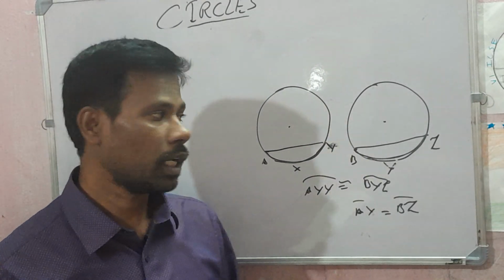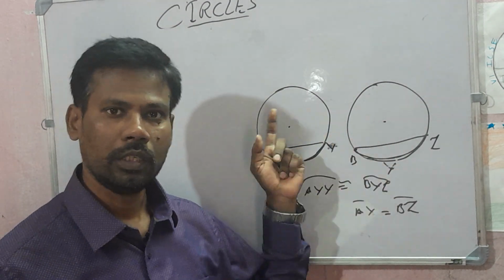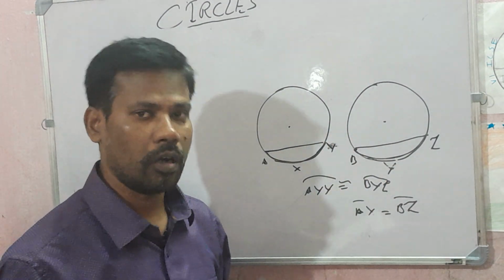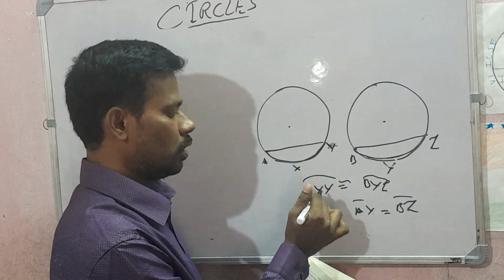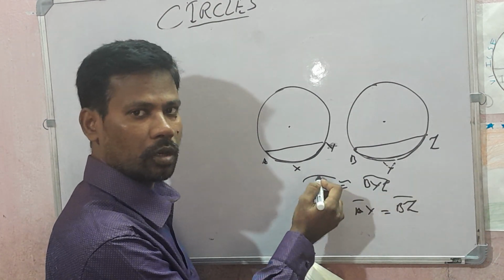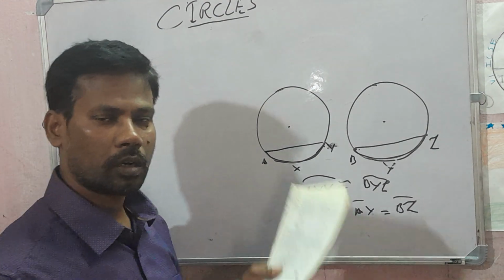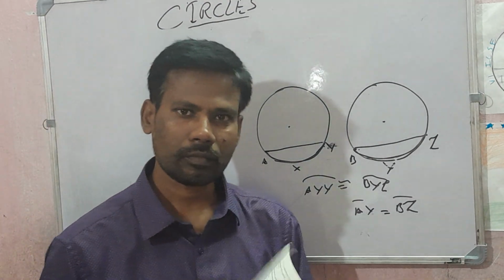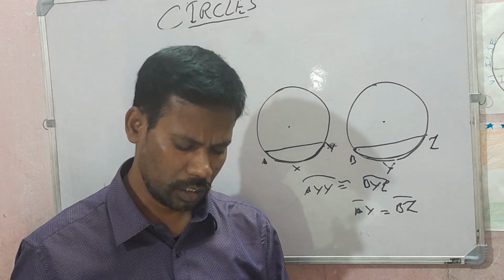Take a graph sheet or a plain paper, draw two congruent circles, and let us assume that two arcs are equal, two arcs are congruent. Then join these two and you notice that the chords are equal. If arcs are equal, then the chords are equal.